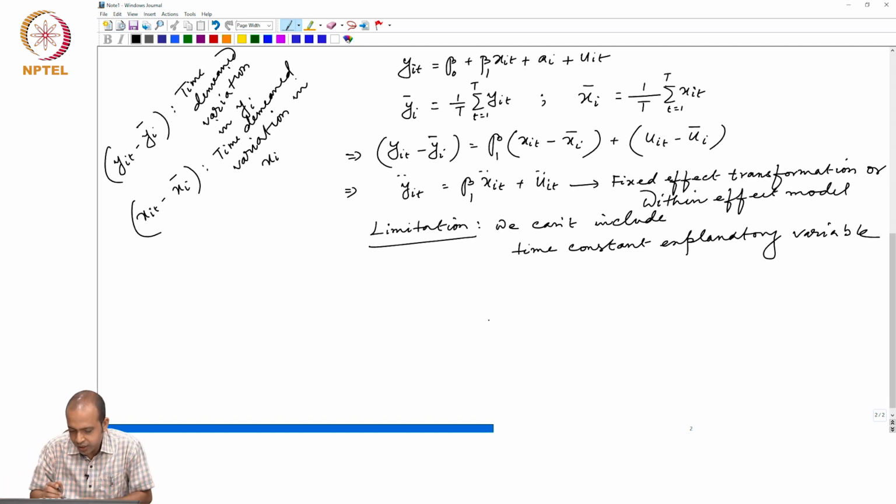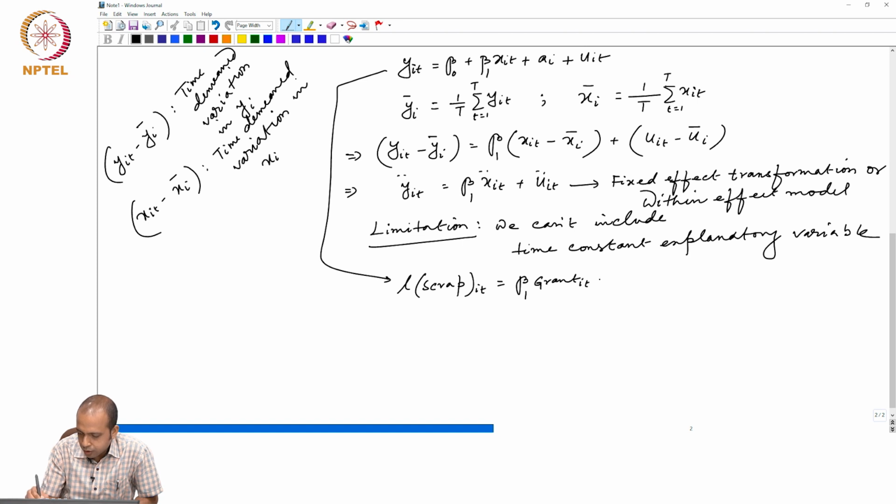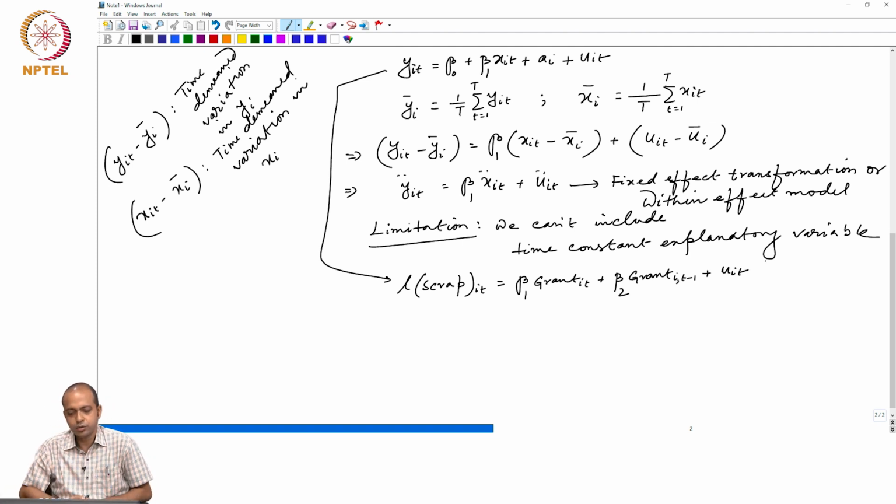So, here our model is Y_it. Y_it here is, let us say, L of scrap item, L scrap, where L means I have taken the logarithmic form, plus beta 1 grant_it plus beta 2 grant_it-1 plus u_it. This is our model.